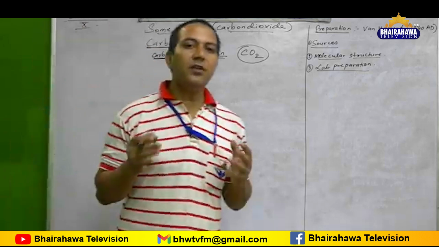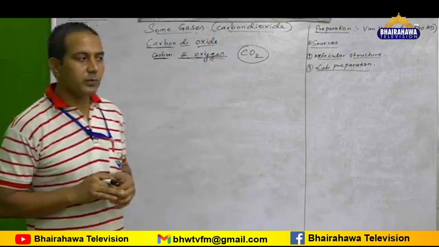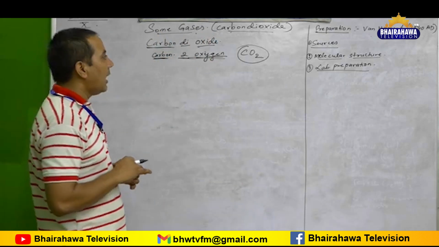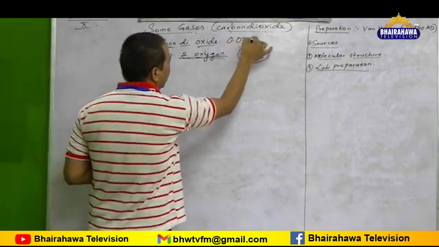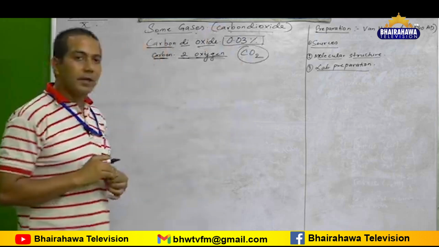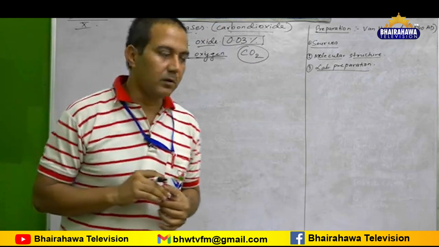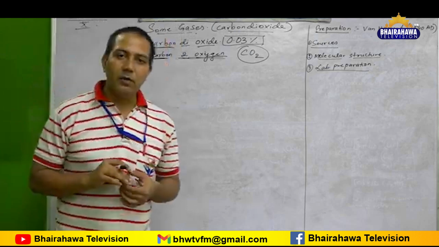It is freely found in the atmosphere. We can find carbon dioxide freely in the atmosphere, and near about 0.03% of it is present in the atmosphere. So in the atmosphere it is freely found.